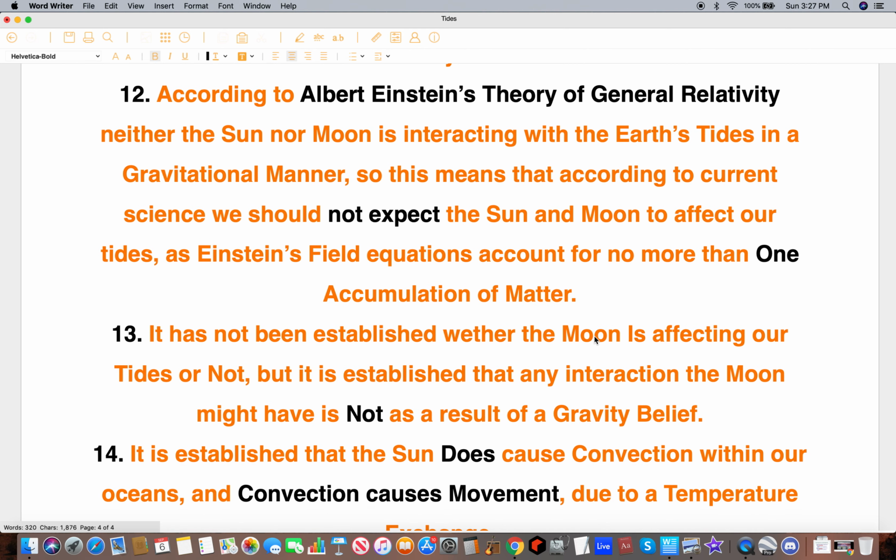Now, 12. According to Albert Einstein's theory of general relativity, neither the sun nor moon is interacting with Earth's tides in a gravitational manner. So this means that according to current science, we should not expect the sun and moon to affect our tides, as Einstein's field equations account for no more than one accumulation of matter. What that means is that in his field equations, he did not account for what people term as more than one mass. But I don't use the word mass as I have a problem with it. So we will refer to it as one accumulation of matter.